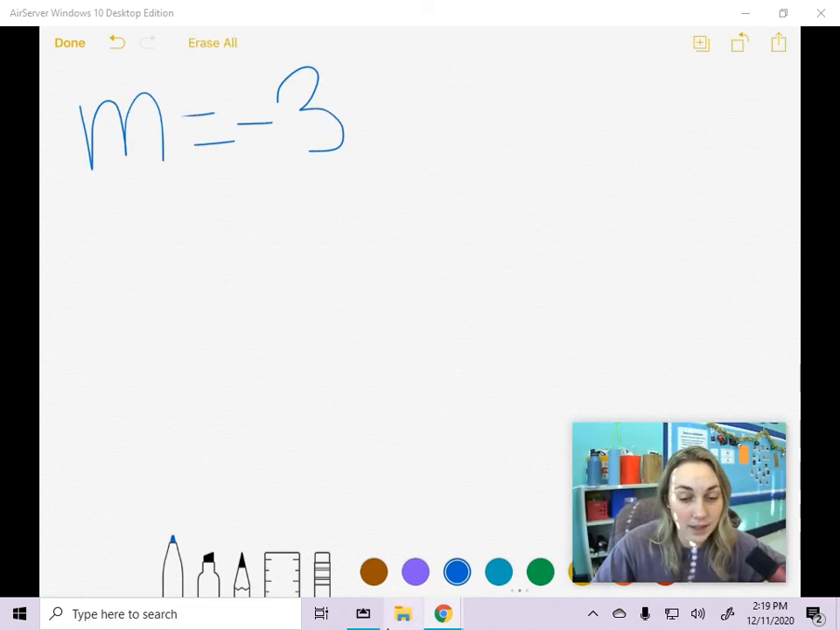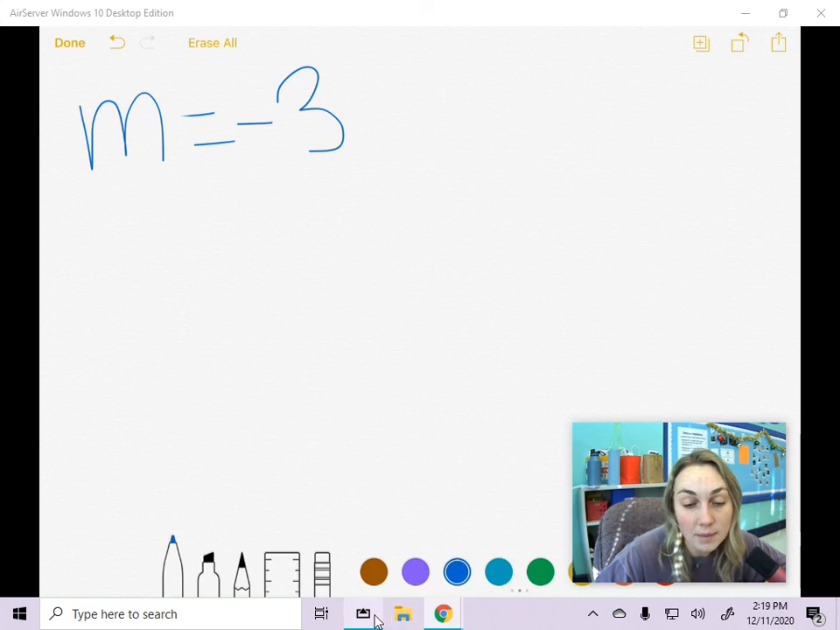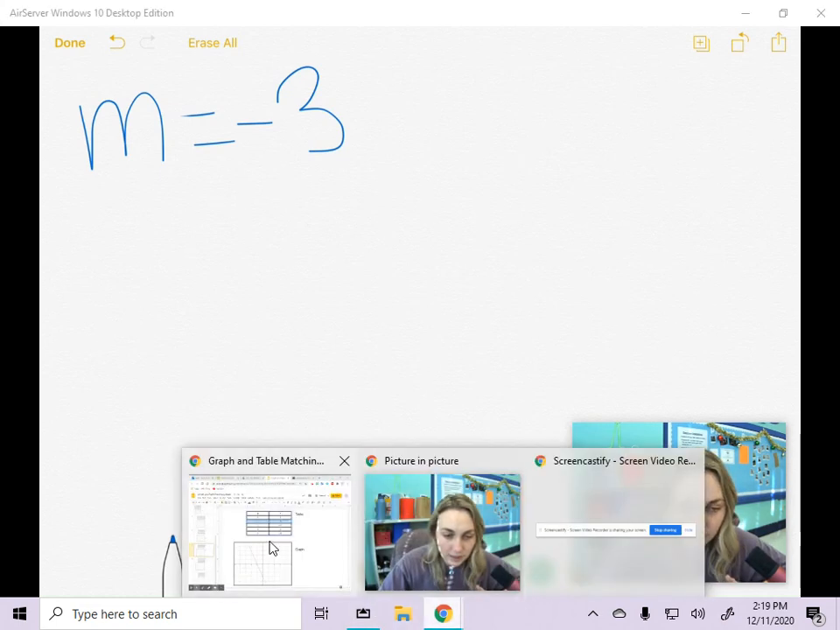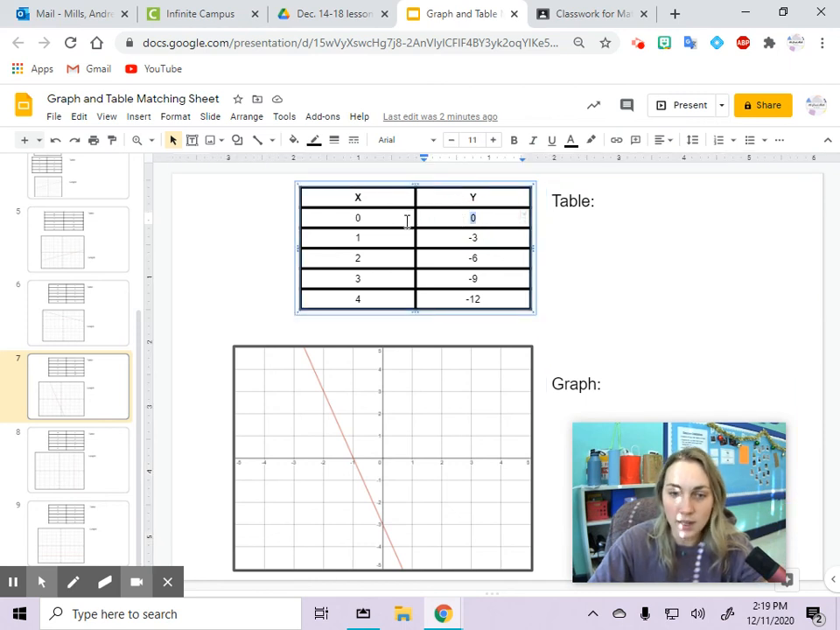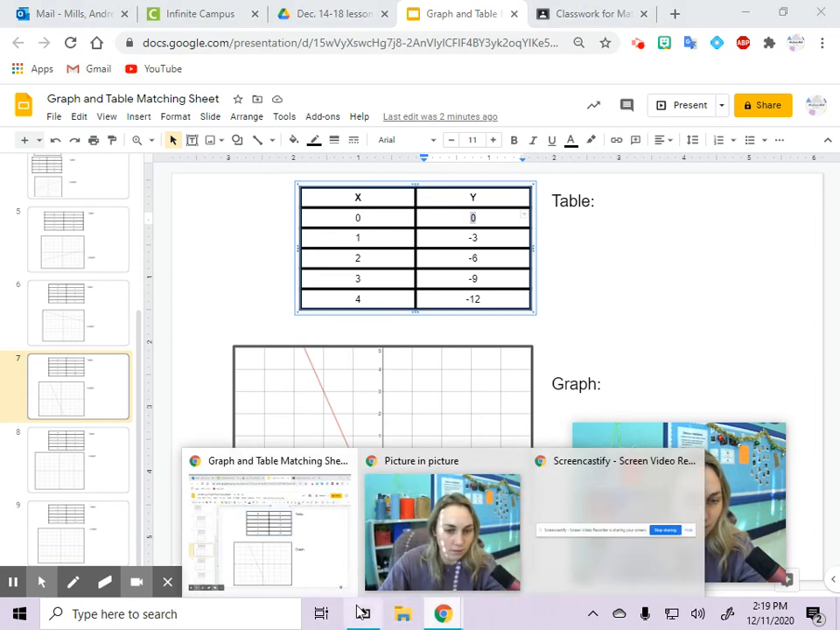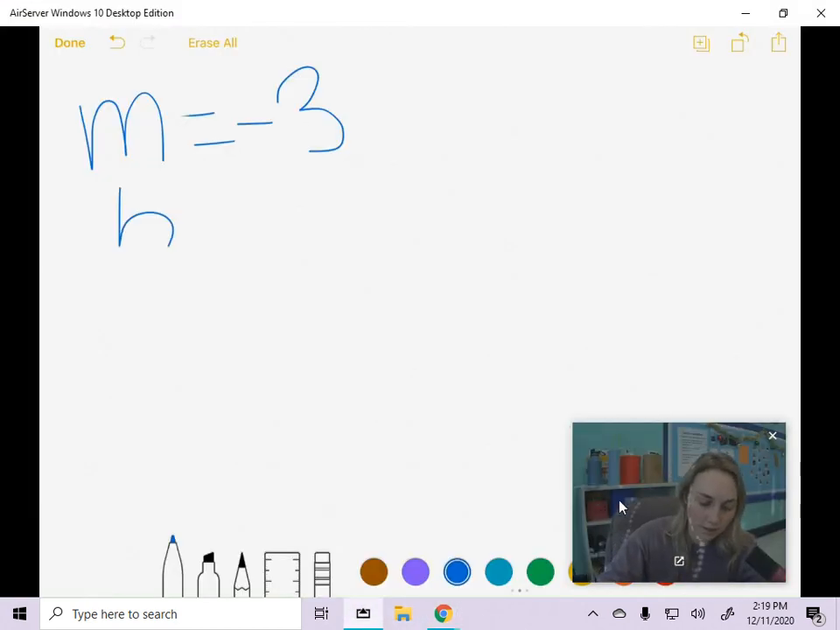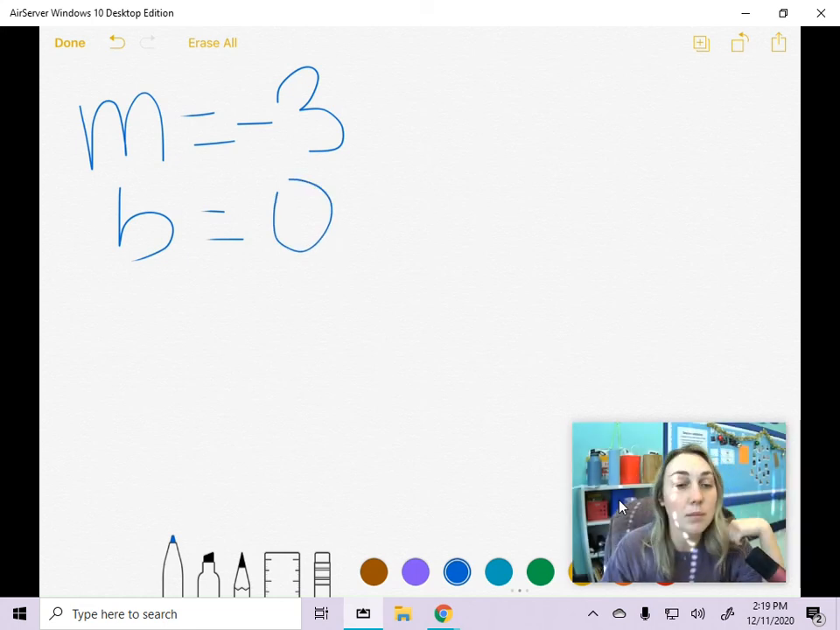So we found that. Now we need to find the y-intercept. So again, on a table, to figure out where the y-intercept is, we just have to figure out what y is when x is 0. Well, in this case, when x is 0, y is also 0. So that means the y-intercept is going to be 0. So let's go back here. B equals 0.